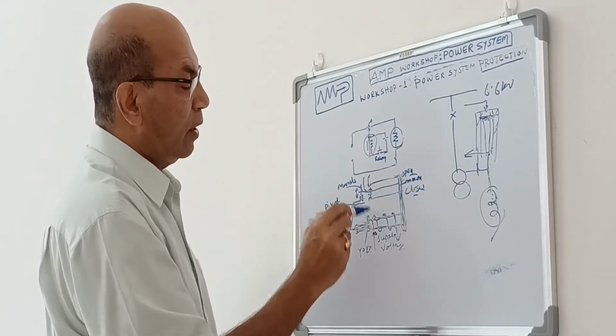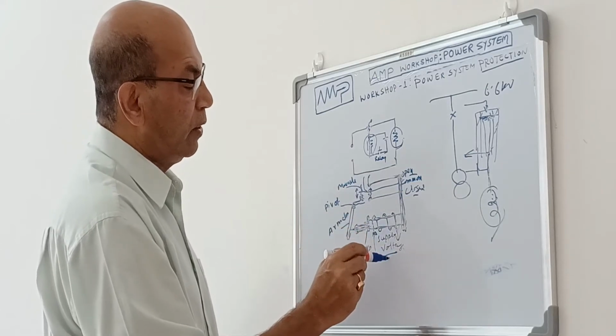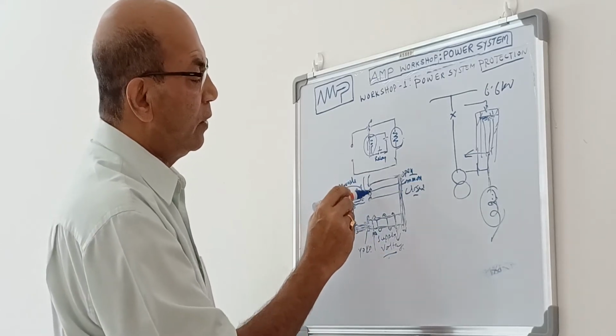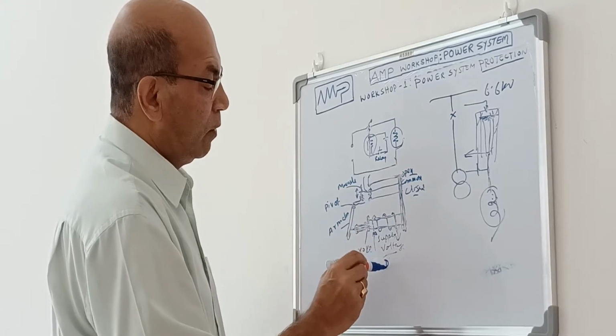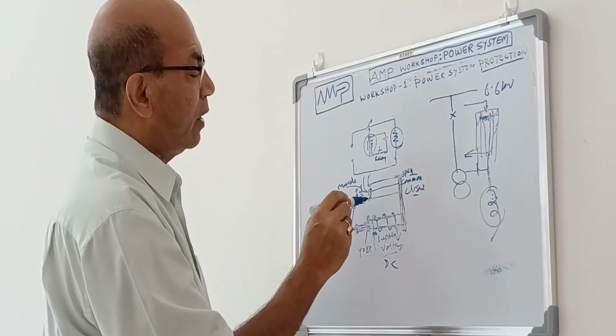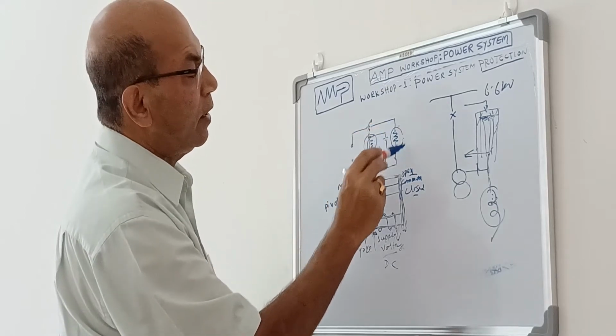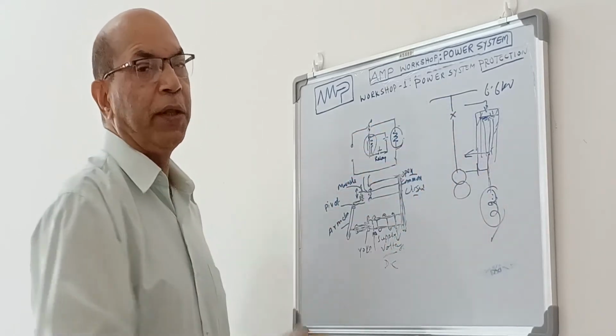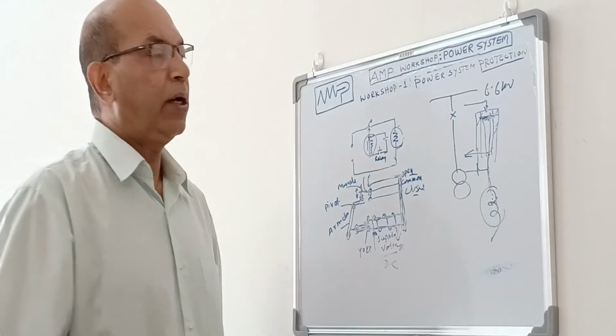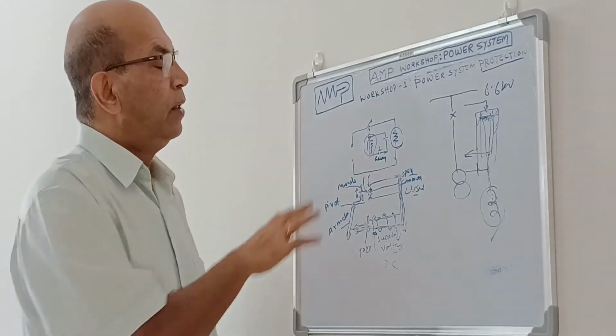How does this relay work with a small control supply, DC current or AC current? Suppose this is a DC supply. With a small DC current, this relay coil is energized and that moves, this contact is made, and that contact energizes another big solenoid which can be used to open the breaker coil. So this is the way this relay works.